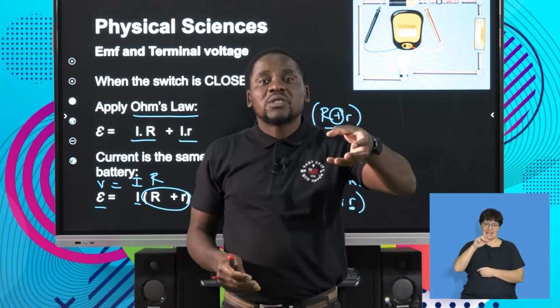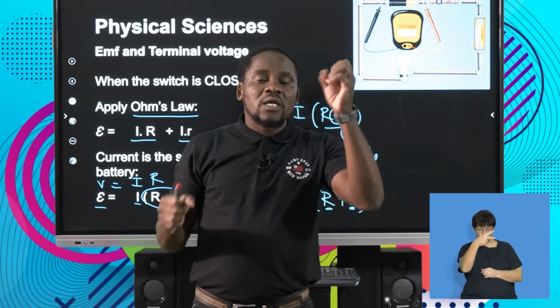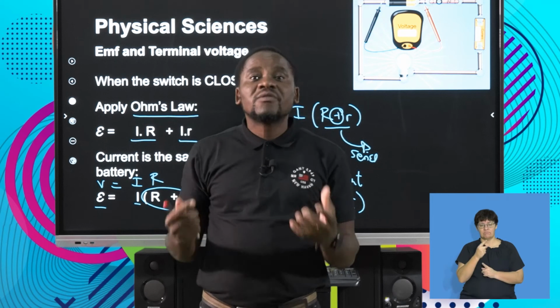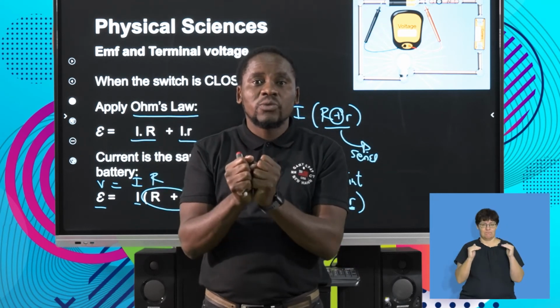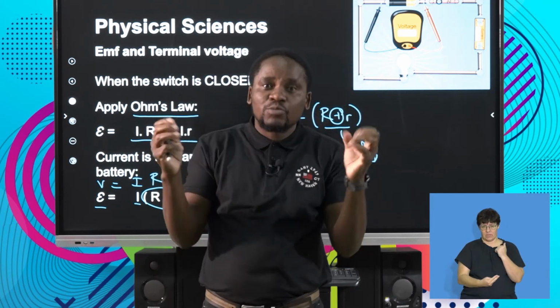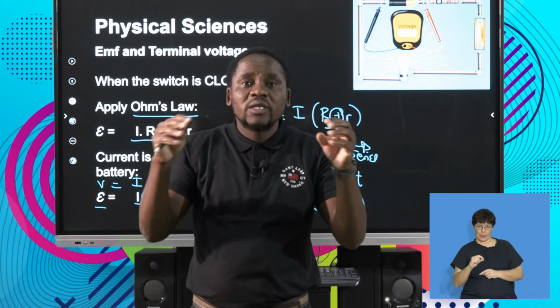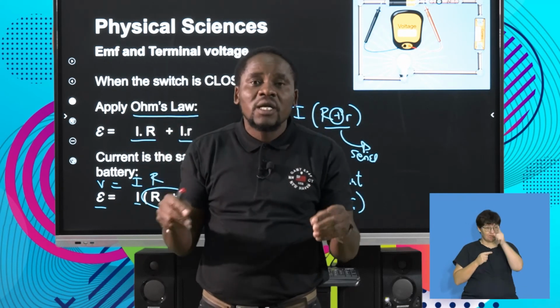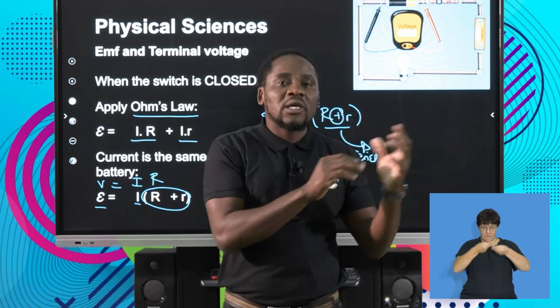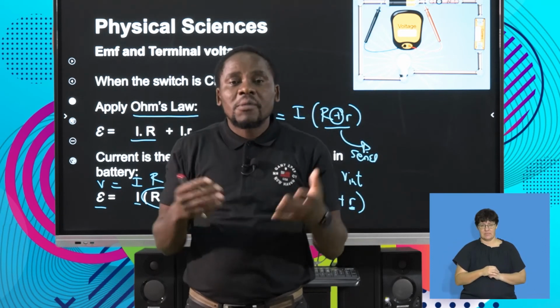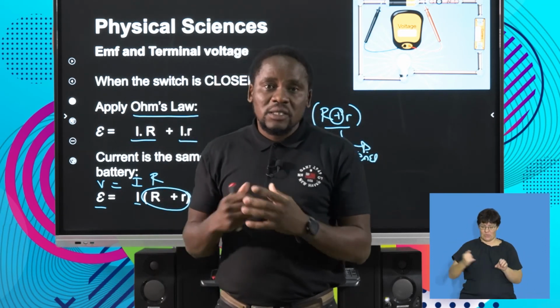If two resistors are connected in series, their effective or equivalent resistance is the sum of the two, which gives us the big R plus the small r. And also, they receive the same amount of current. That's why we managed to factor out the current, because it's the same amount of current in a series circuit, right?